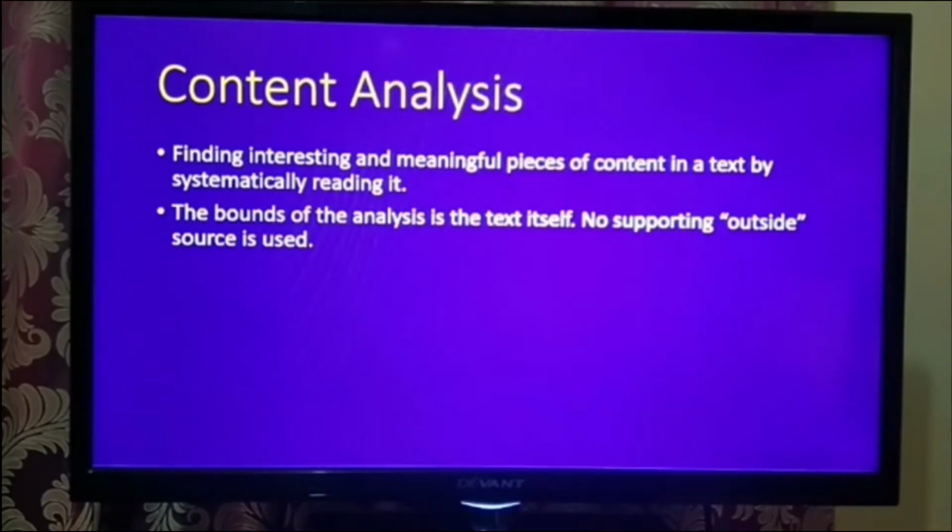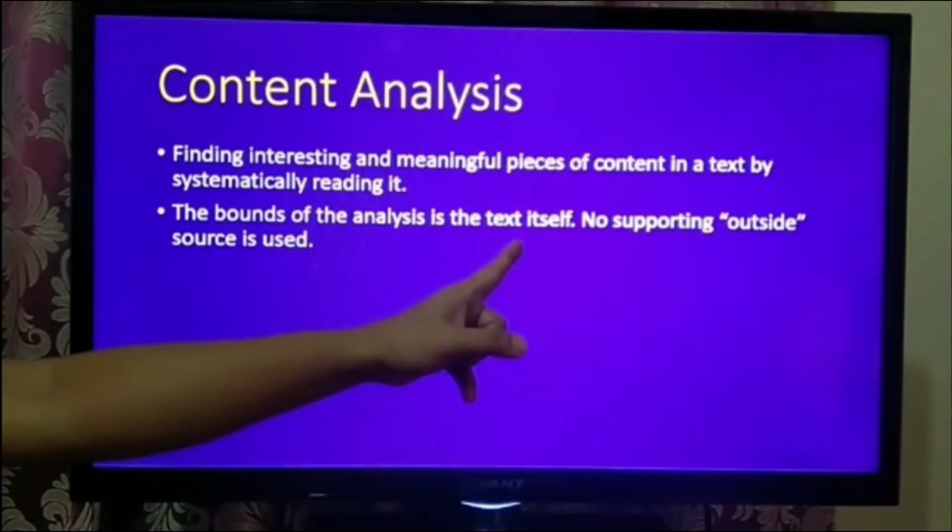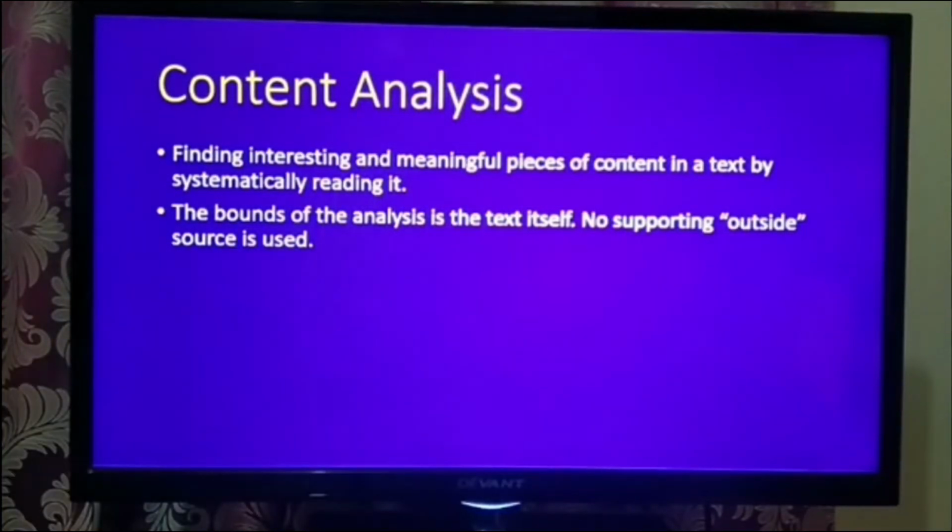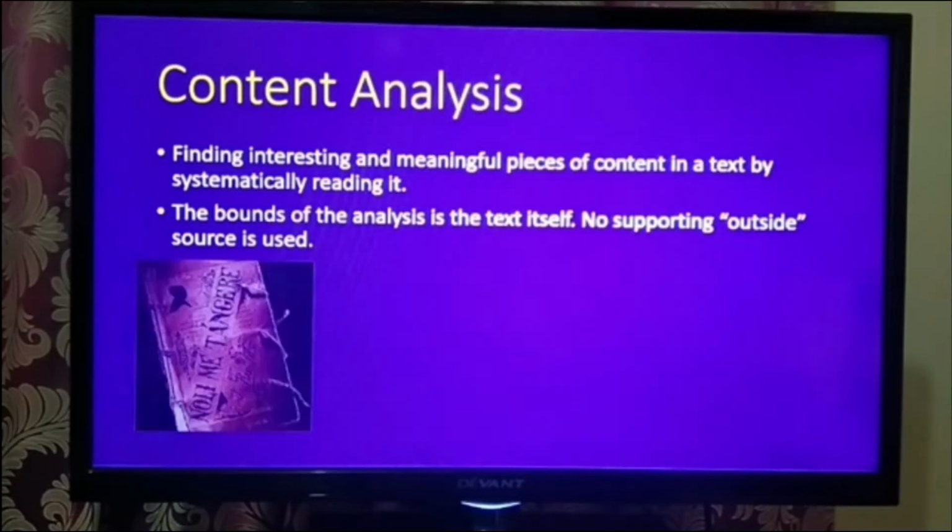So we just look at the outside of the document in contextual analysis. We look at the background. But here in content analysis, you don't look at the background anymore, but you just focus on the text itself. You read between the lines. You analyze how it is structured.